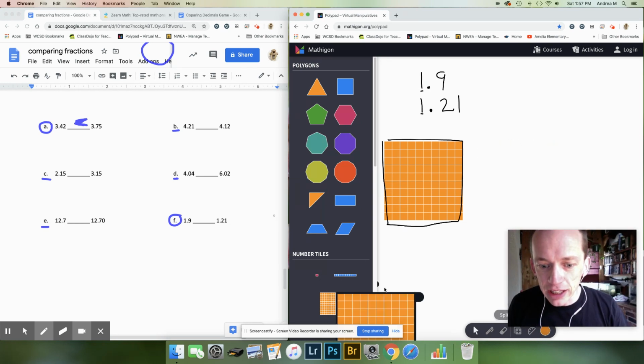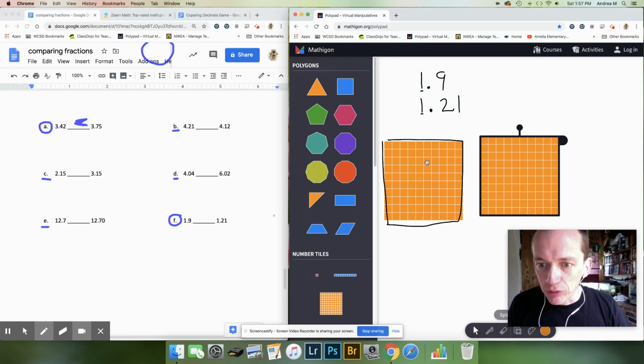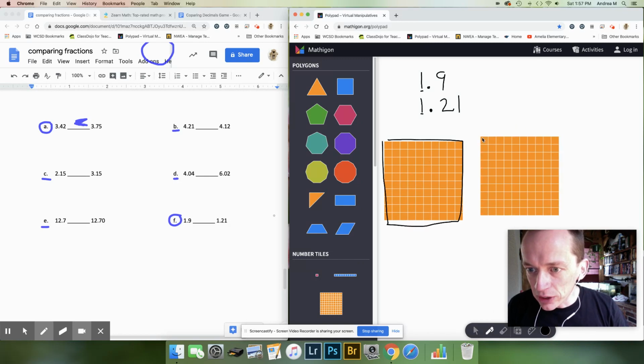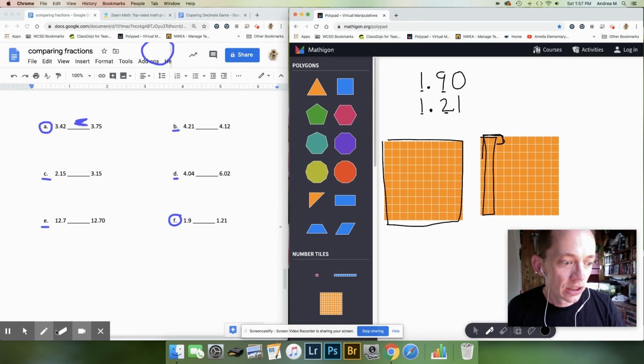And then the second one is saying, all right, cool. I have one whole, but then I only have 2/10. Sorry, 21 hundredths. So I forgot about that one right there. So what we're seeing is 9/10 is greater than 21 hundredths. Remember, we can put in that 0 there to fill in that spot. 90 hundredths is larger than 21 hundredths. So we are going to say 1 and 9/10 is greater than 1 and 21 hundredths.